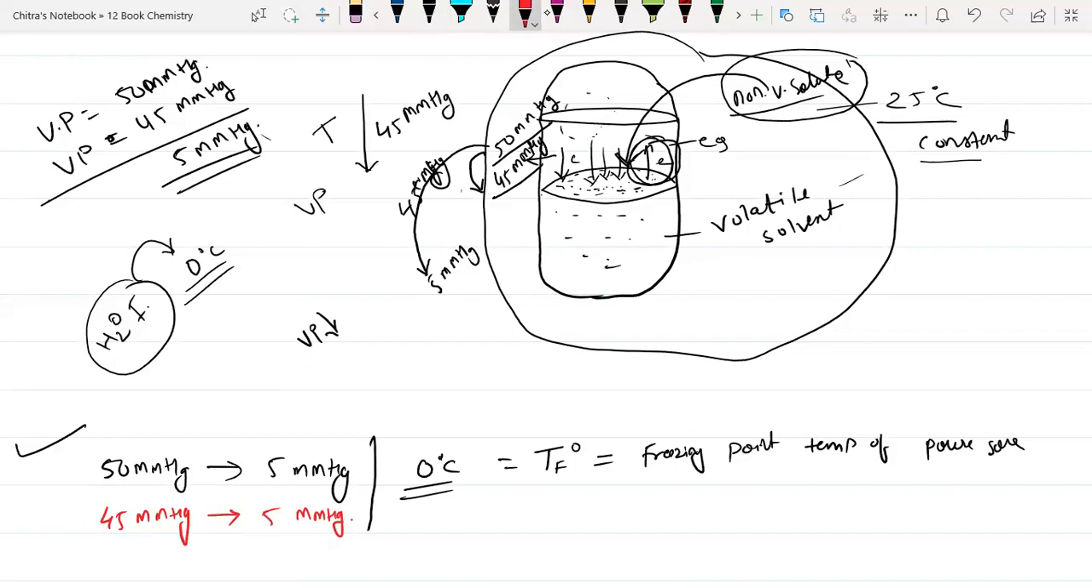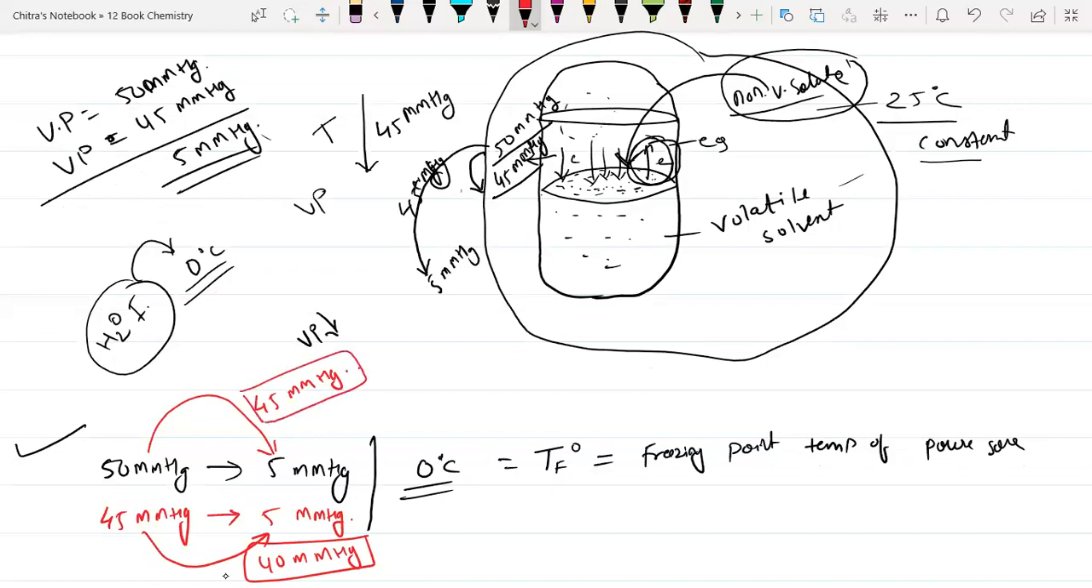See, here we had to decrease from 50 to 5, beta. So how much did we have to lower? It is 45 mmHg. But in the other case over here, we have to decrease from 45 to 5. That means here we have to lower the vapor pressure by only 40 mmHg, right? Right, everyone? Keep replying, yes, sir. Okay.